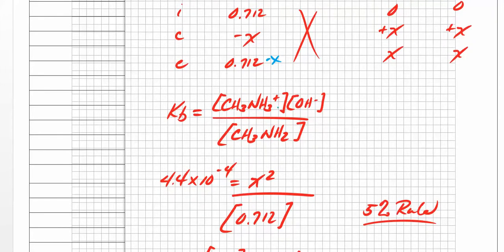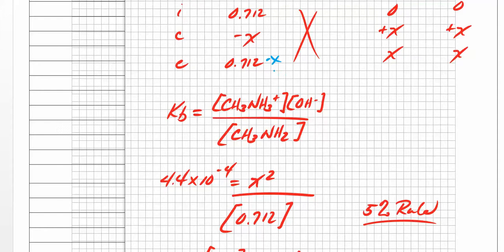Let's write an expression for Kb first of all. I'll show you how this is going to come into play. Kb is equal to the products over reactants. So the products, CH3NH3 plus and OH minus, over the CH3NH2, right? So the Kb we were told in the problem was 4.4 times 10 to the minus 4. And that's equal to, both of these are x, so we're just going to say x squared. But look what I did here. I didn't say 0.712 minus x. I just said 0.712. Why did I do that? Why did I ignore that x?